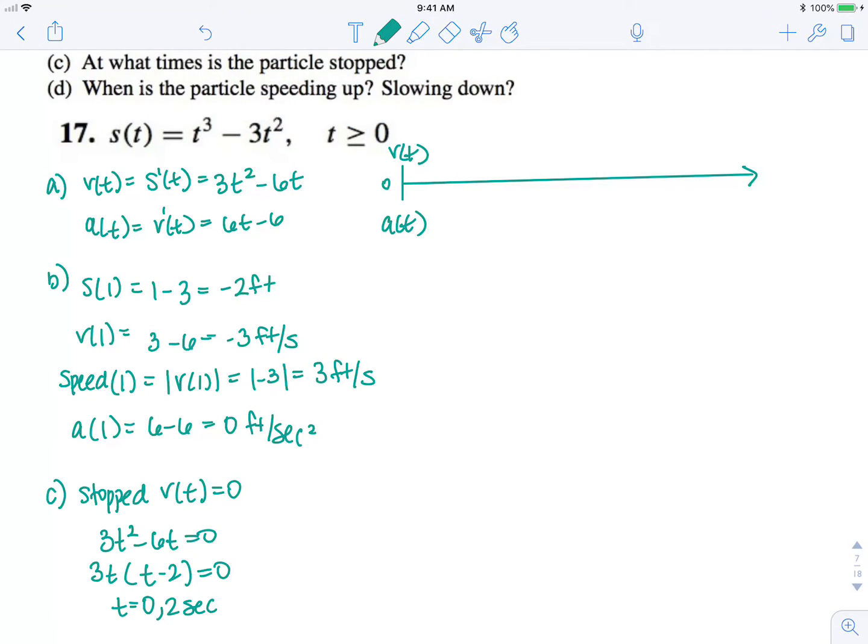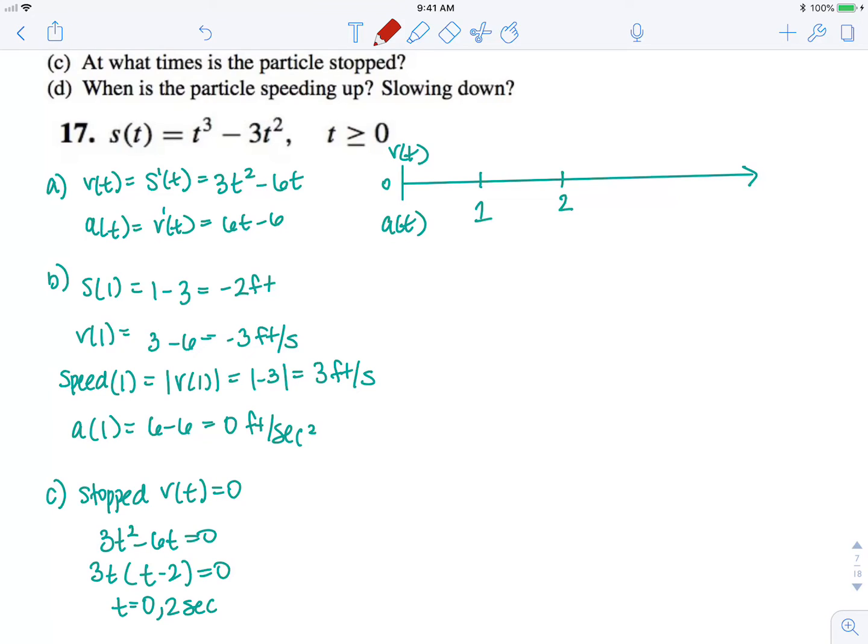So first we need to figure out the critical values of your velocity and your acceleration functions. So for velocity, it stopped at t equals 0 and t equals 2. And for acceleration, it's equal to 0 when t equals 1. So those are our important values that we need to focus on when determining the signs of velocity and acceleration.